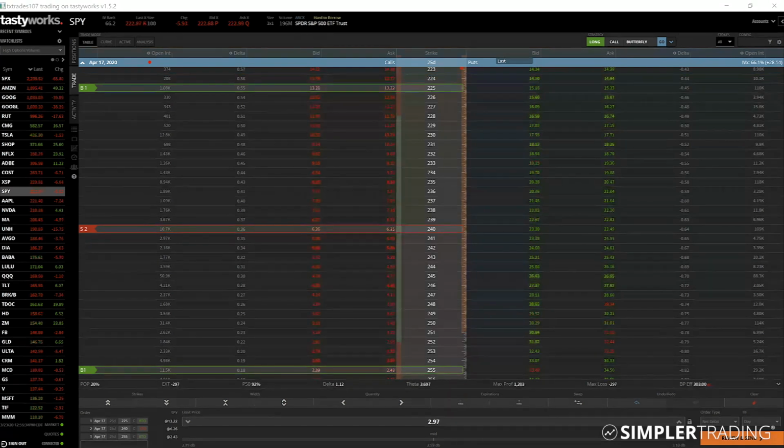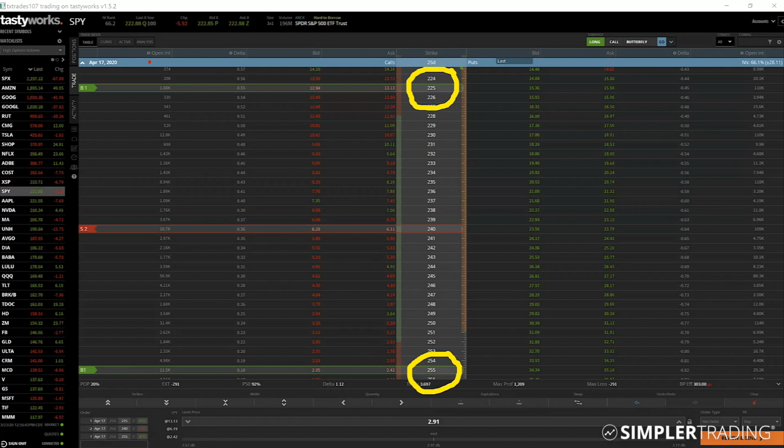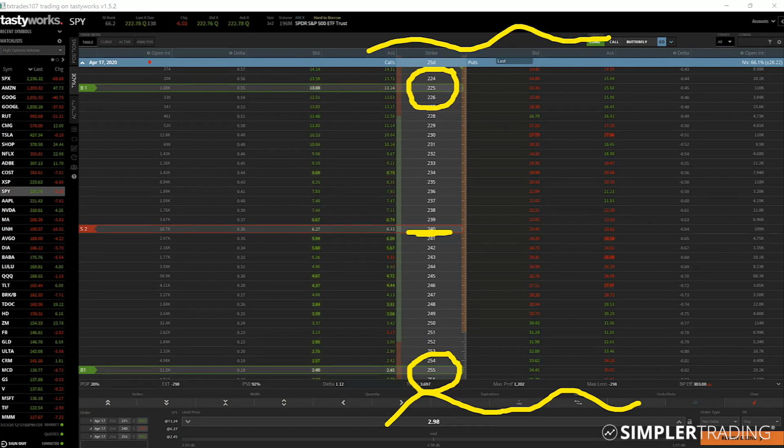The one thing to understand for anyone who might be very new to these is if it goes below 225 or above 255 is when the trade starts to really not work. So ideally with the butterfly, you want to get as close as possible to the center strike, ideally without going over, but you definitely don't want to go outside of your wings. So just something to keep in mind. And this one does have risk on either end of the wing. That is something you should know.